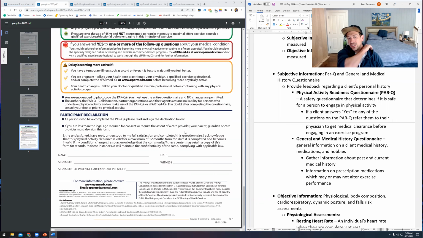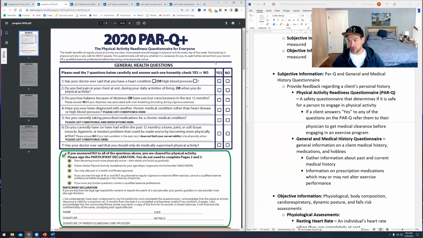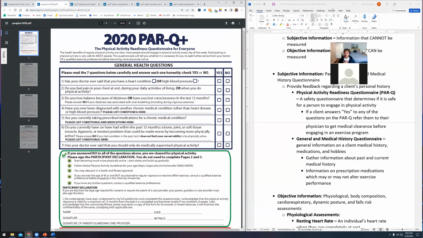Now, if they still said yes to any of those follow-up questions, they should seek further medical information from a qualified medical professional before engaging in physical activity. But if they still want to participate in the activity today, they can sign this second declaration down here, which says, hey, I understand the questionnaire. I understand that I am taking my health in my own hands.